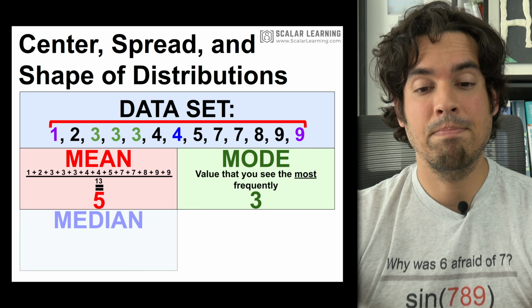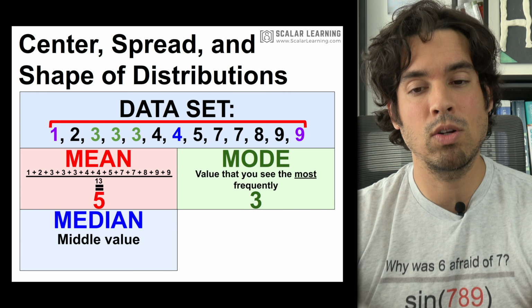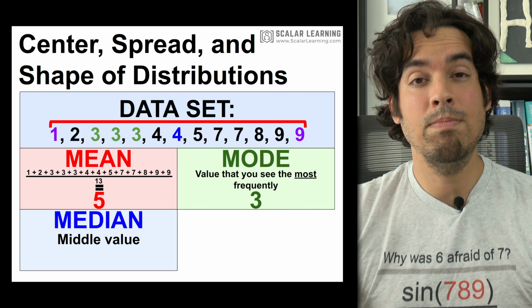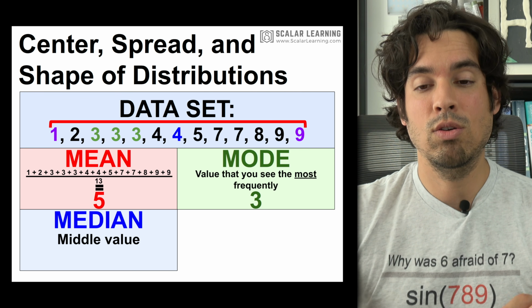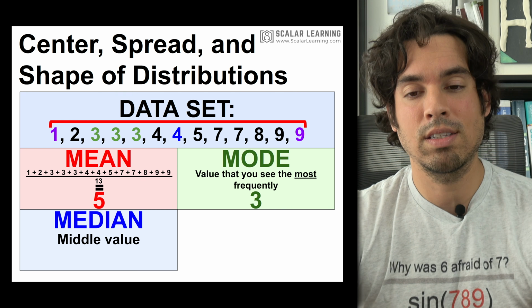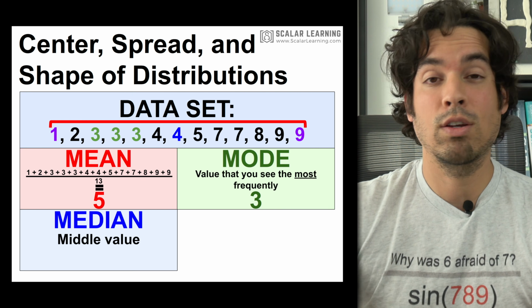Next, we have the median. Median sounds like middle, and it is indeed the middle value of the set. Now, to find the median, the first thing you have to do is organize all the data from least to greatest, and then you look at that precise middle value. And in this case, because we have an odd number of values, it is the 13th value, which is 4.